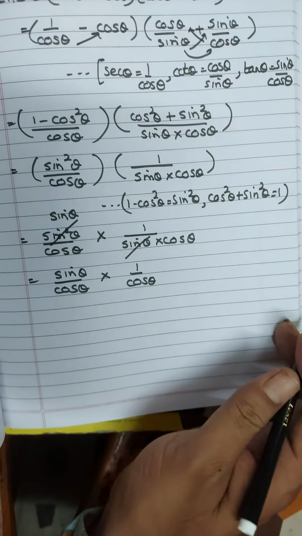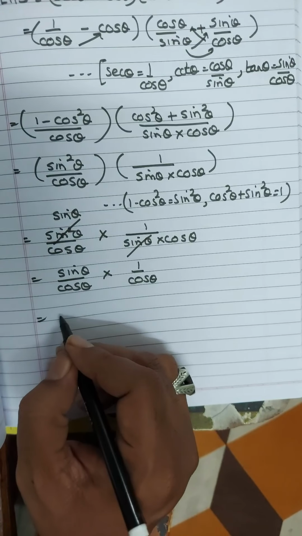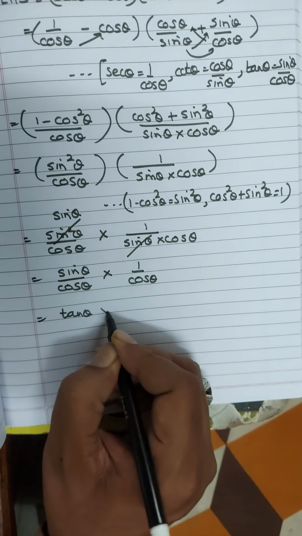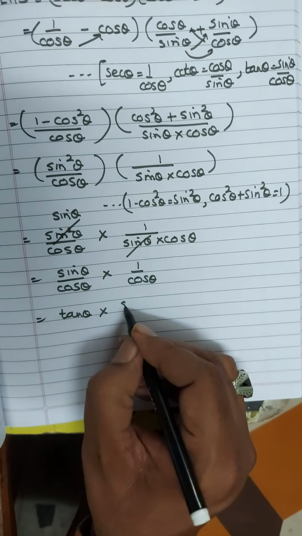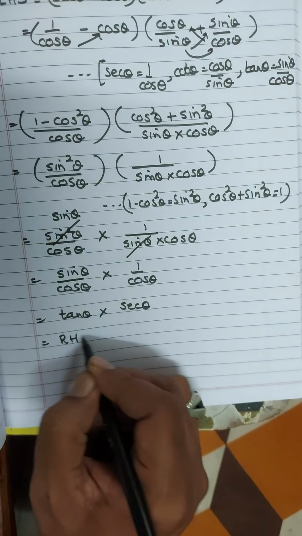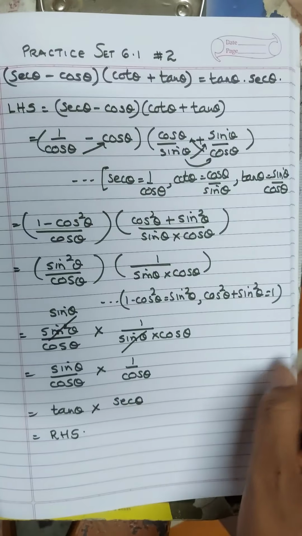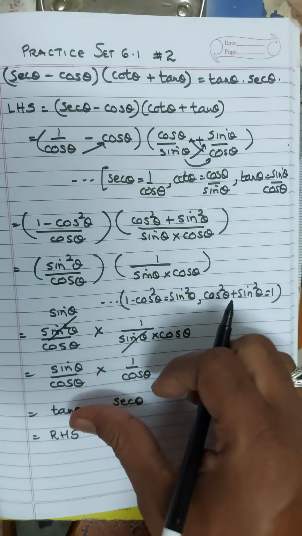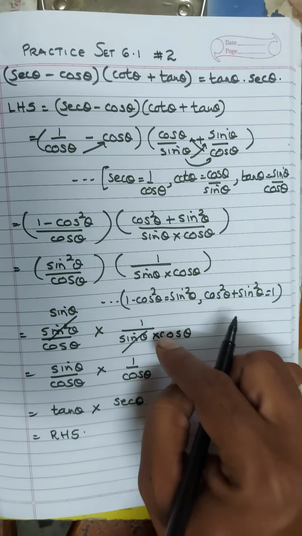Now if you look at the relation, sin theta upon cos theta is tan theta, multiply by 1 upon cos theta is sec theta. Okay, so this is equal to the right hand side. If you see the right hand side value, we already got this answer. Okay, so relations and identities are very important.